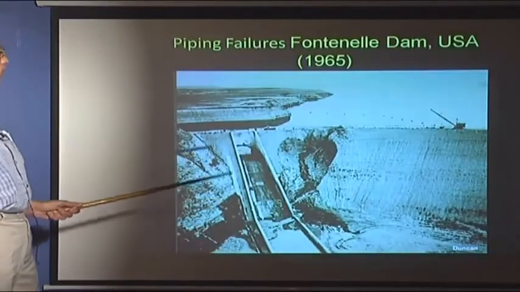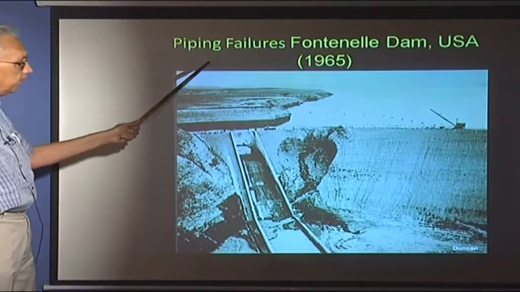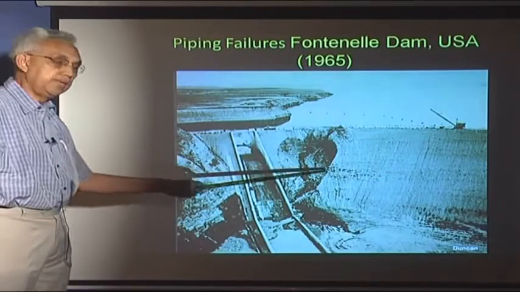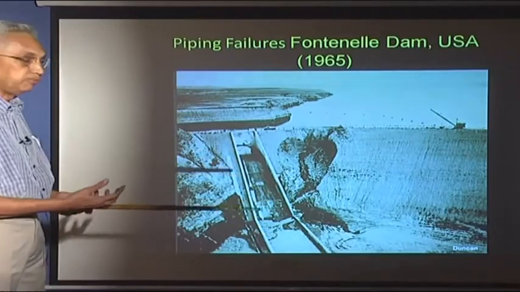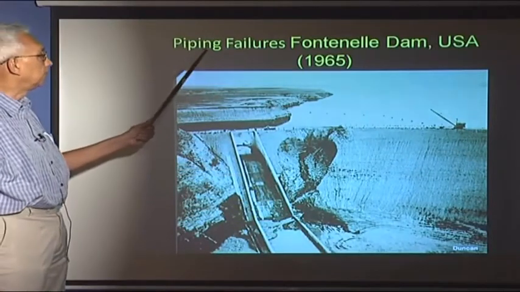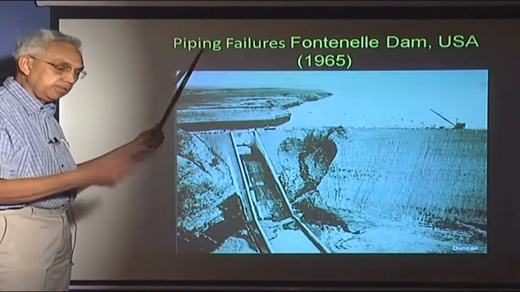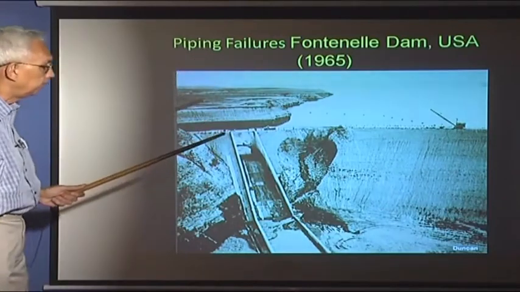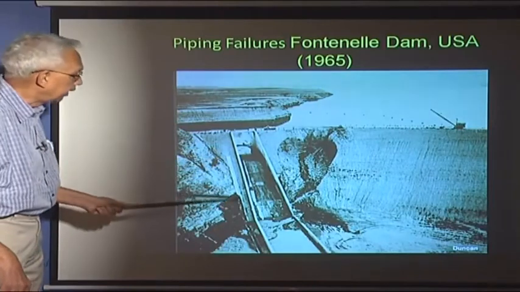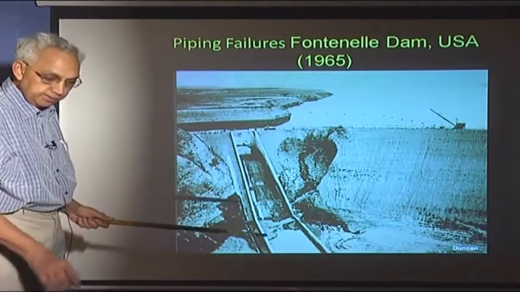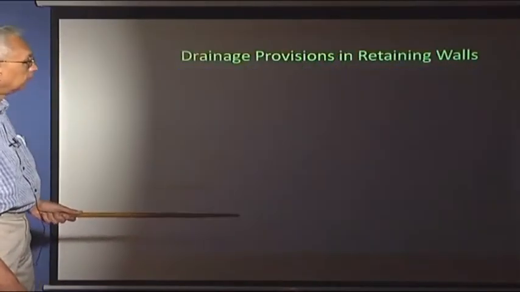Similarly, we have another major piping failure where the dam is solid concrete, but the soil below the dam got washed away, which is a phenomenon called piping. We'll talk of that in the next module when we look at seepage and exit gradient. The problem again here is that if you do not take care of the flow, you can have serious problems.